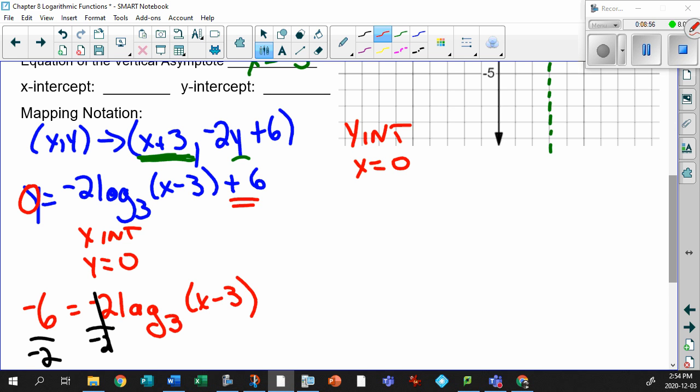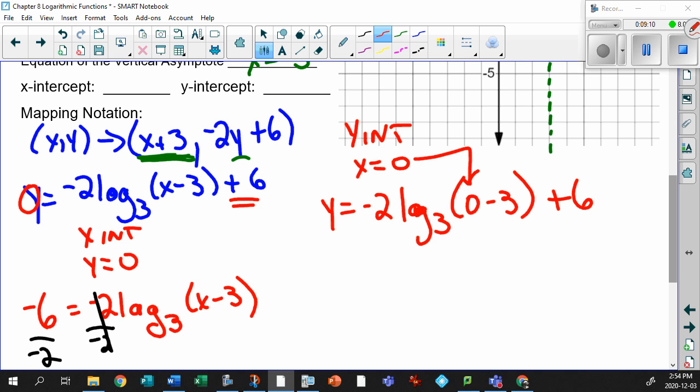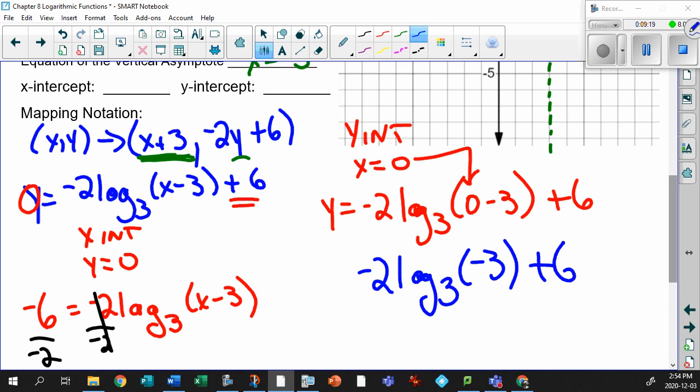Okay, x equals 0. This is going to be really easy. Watch. You want to find the y, -2. You're going to go log base 3 of (0 - 3), where the x is, plus 6. Look what you end up with. This is the scary part. -2 log base 3 of -3, plus 6. And guess what? You can't do a log of a negative. That's why the y-intercept does not exist.